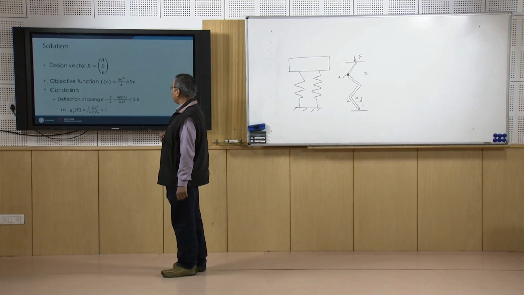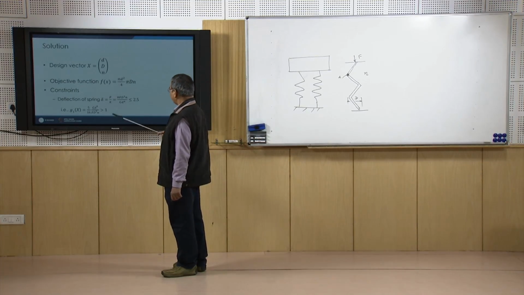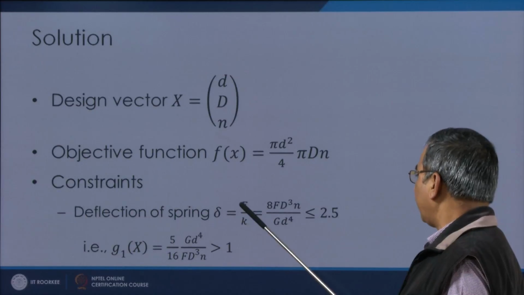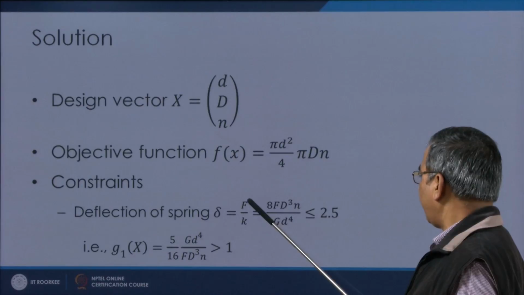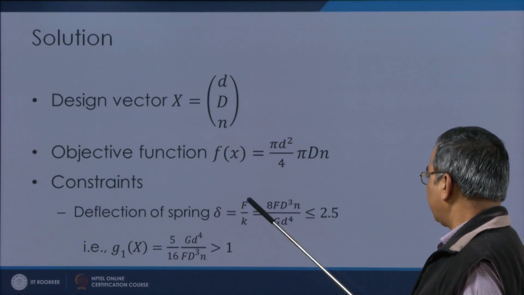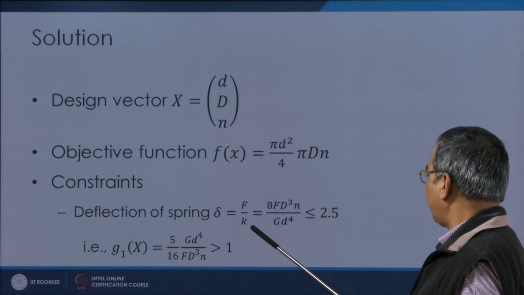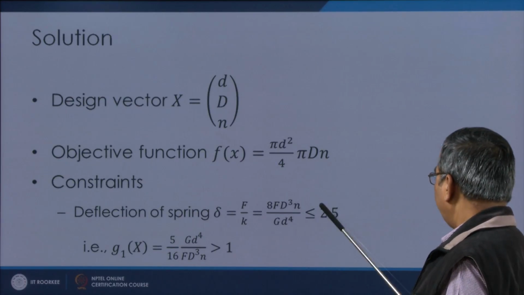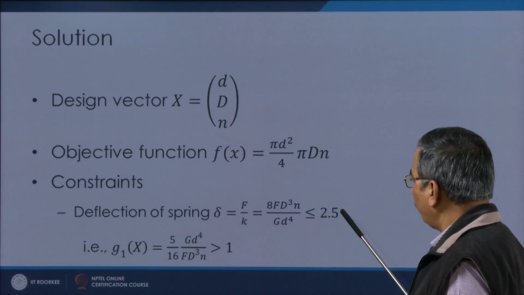Now, coming to the constraints as given in the problem, the first constraint is the deflection of the spring which is given by F by k. So, this delta is equal to F by k, that we can find out from that equation, and this has to be less than or equal to 2.5.